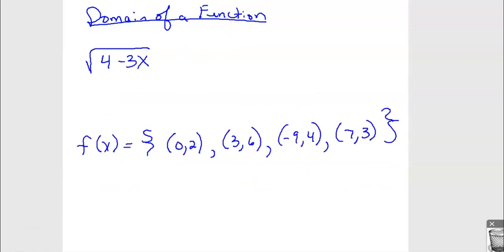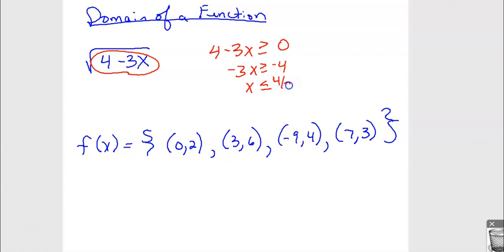So here we have the domain of this. If I said the domain of this, remember, inside of a square root, you can have 0 there, but it cannot be less than 0. It cannot be negative. So basically what we want to do is set this greater than or equal to 0 and then solve. So if we solve this, we're going to get negative 3x is greater than negative 4, and then x is less than or equal to 4/3.